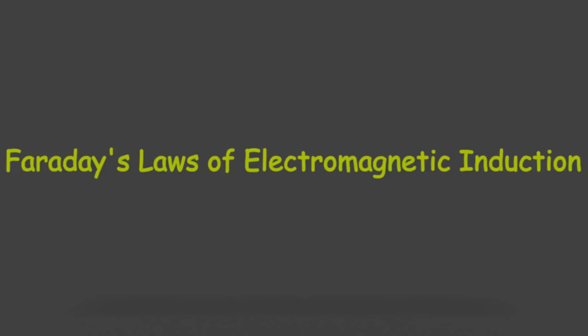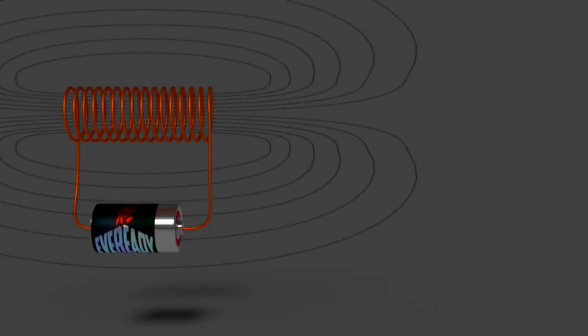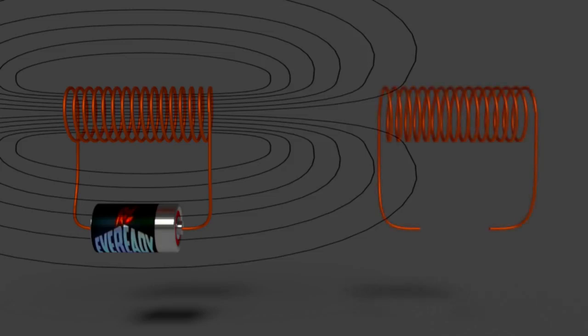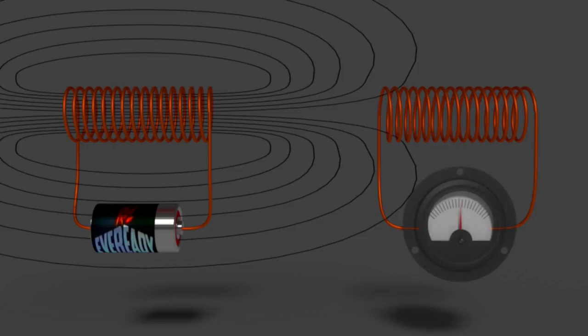We are going to discuss Faraday's law of electromagnetic induction. Let us take a simple coil and connect one battery across it. Hence, there is a magnetic field surrounding it. Let us take another coil connected across a galvanometer, as shown here in the figure.